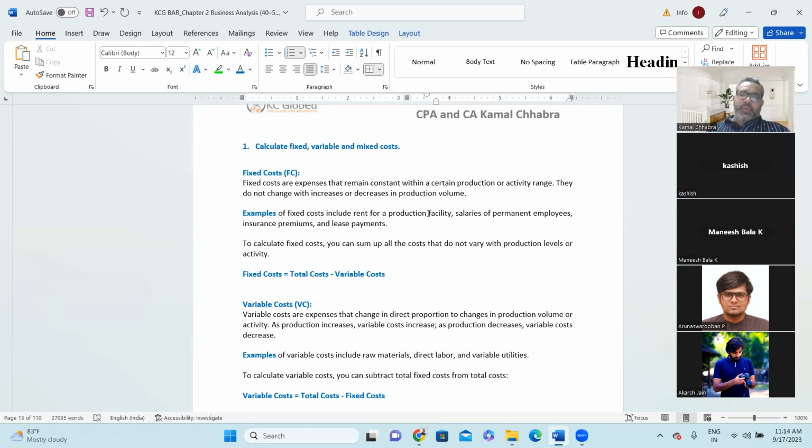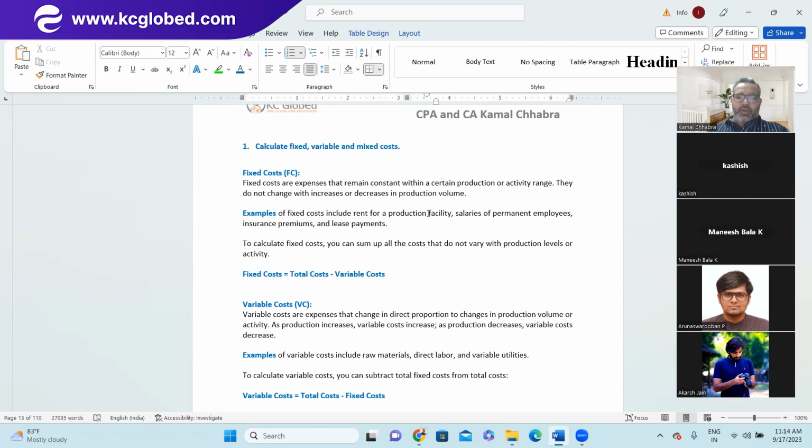Then insurance premium. If you are paying insurance for the machineries, equipment, vehicles, property, plants, all those things, it is like a fixed cost. Whether you do the production or not, the premium remains the same. Lease payment, or in addition to that, for example, if you are purchasing fixed assets, the depreciation cost of the same is also considered as fixed cost. These are certain examples of fixed cost. So to calculate the fixed cost, you can sum up all the costs that do not vary with the production level or activity, and that will give you all fixed cost.